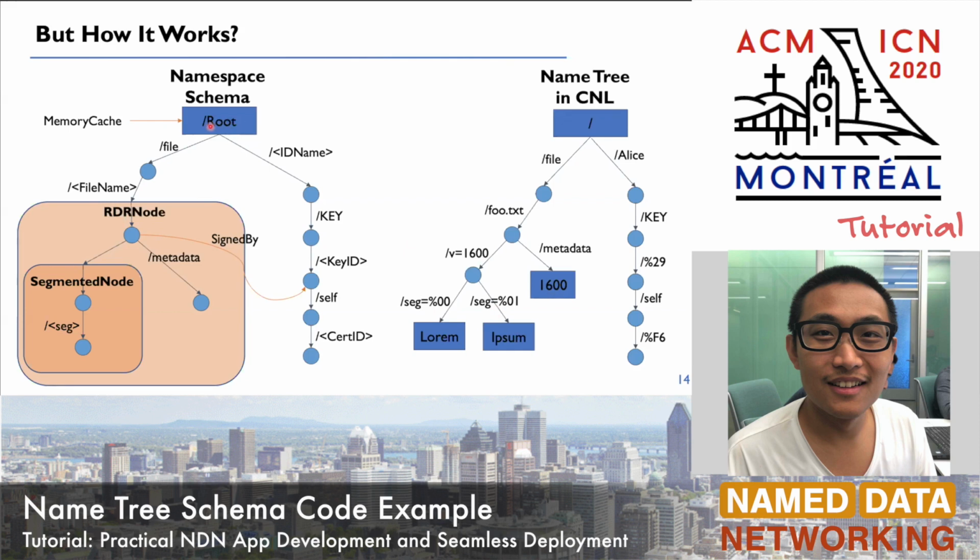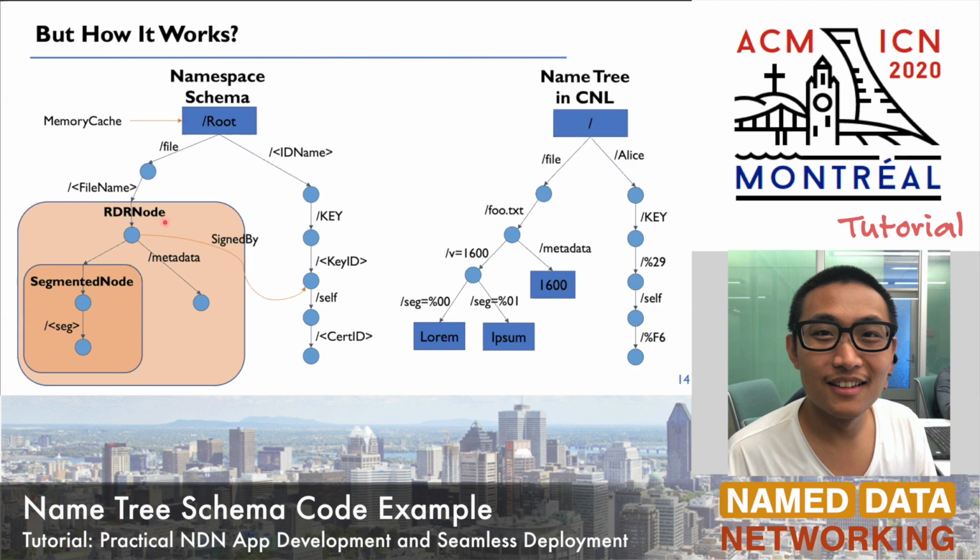So when we call match with /file/full.txt, the producer, the schema tree will go through these paths, and it matches with the RDR node. So we call the provide function of the RDR node. The RDR node is some component that has already been implemented in the library.